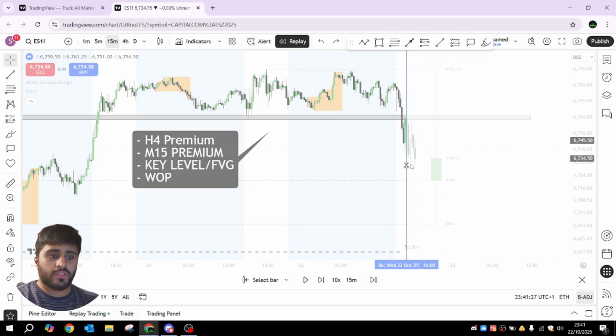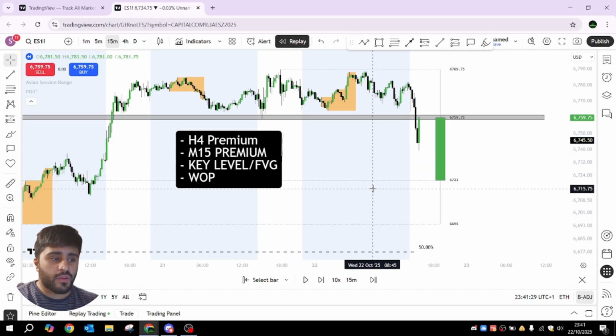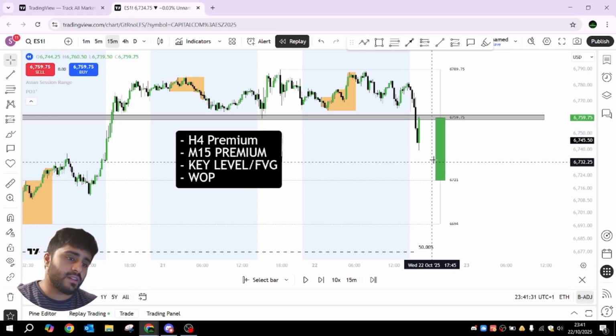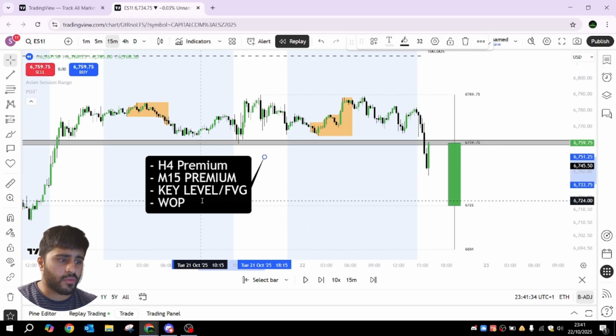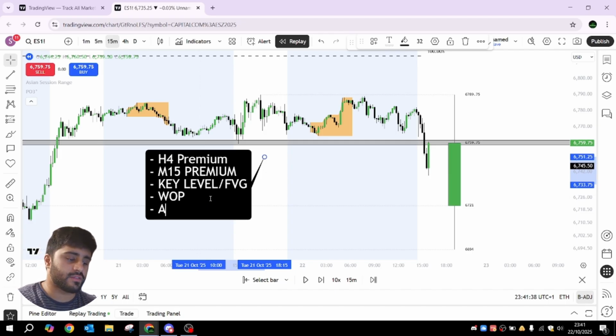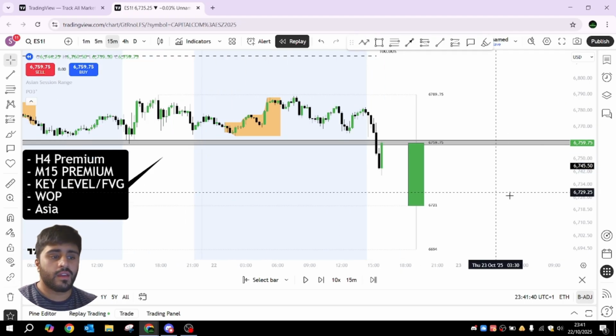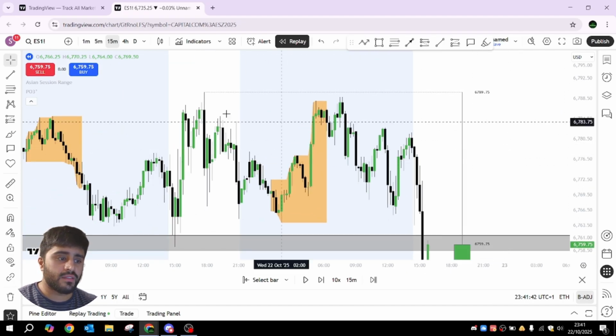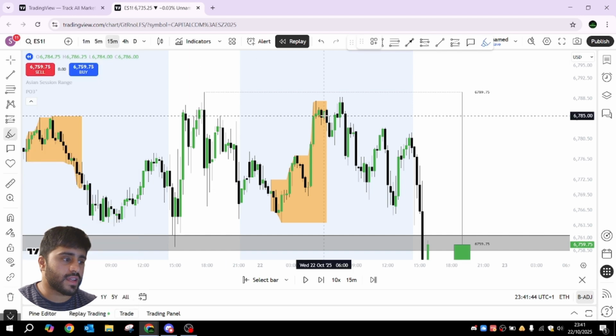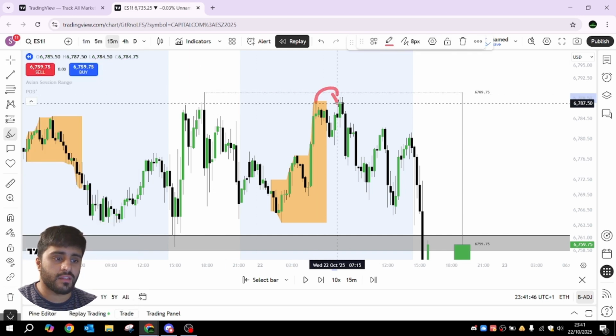So anything else we want to use to stack confluences, right? So we're in a 4-hour premium, a 15-minute premium, key level. Another confluence is the idea of sweeping Asia or sweeping liquidity, right? I like to use Asian liquidity. I like Asia. So in this case, what we saw is we saw London taking out the Asian high just over here. So this was our manipulation right there.